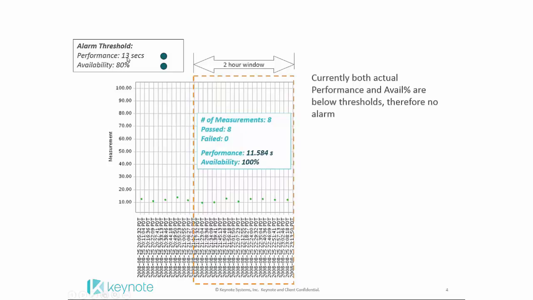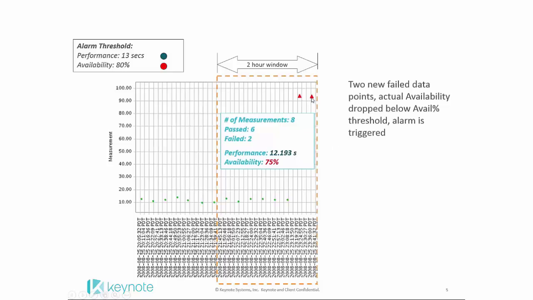For this example, I've got a 13-second performance threshold set and 80% availability threshold. So looking back over my window of time, I've got 8 tests that are showing, and all of them are successful, and the performance average is 11.5 seconds. Everything's fine. Now, if I go forward in time and the errors occur, so now my availability has dropped to 75%, and that would set off an availability alarm. A message comes out to you telling you there's an availability issue on your measurement. Performance is still fine, so I'm not going to get a message about that.